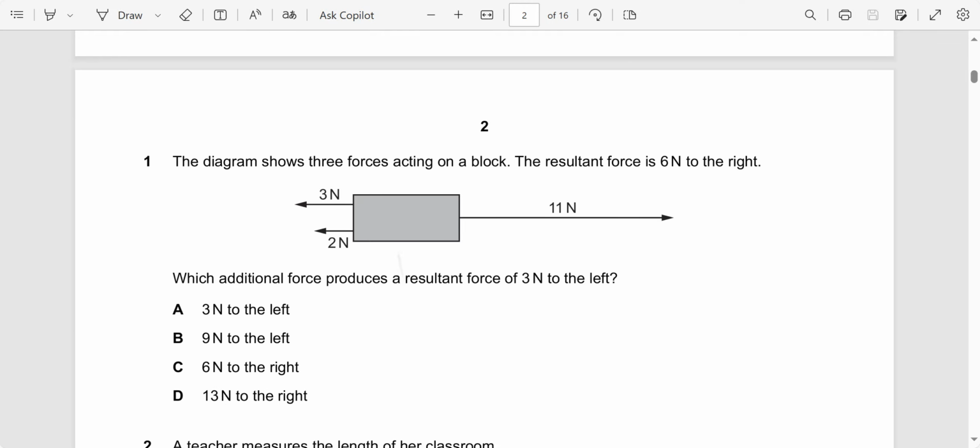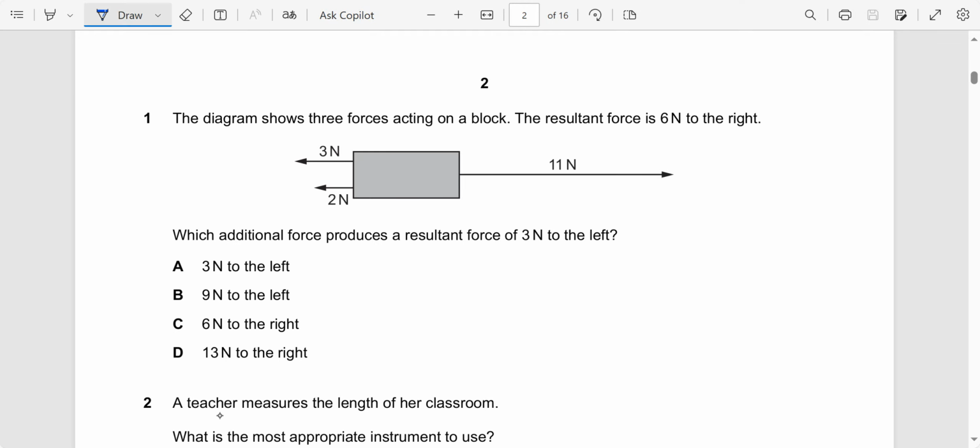It says the diagram shows three forces acting on the block. The resultant force is 6 Newton to the right. Yes, that's shown. It asks which additional force produces a resultant force of 3 Newton to the left. If it is 6 Newton to the right, to balance it there should be 6 Newton to the left, and to produce a resultant force of 3 Newton to the left you need another 3 Newton, so it should be 6 plus 3, 9 Newton to the left.